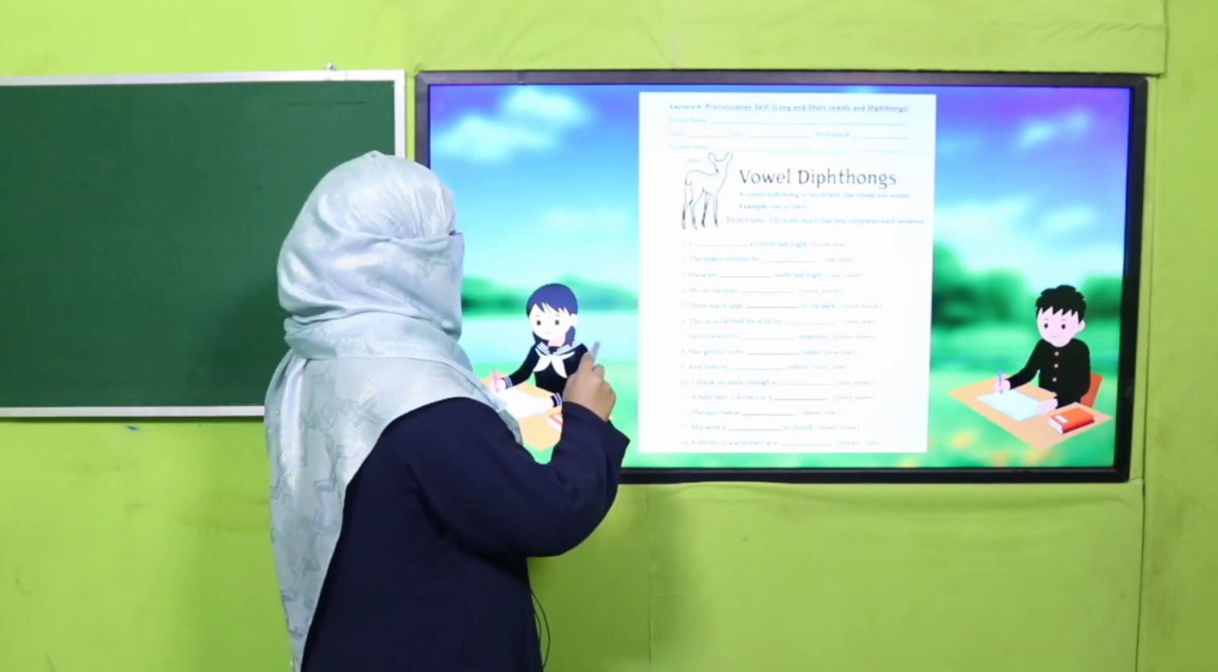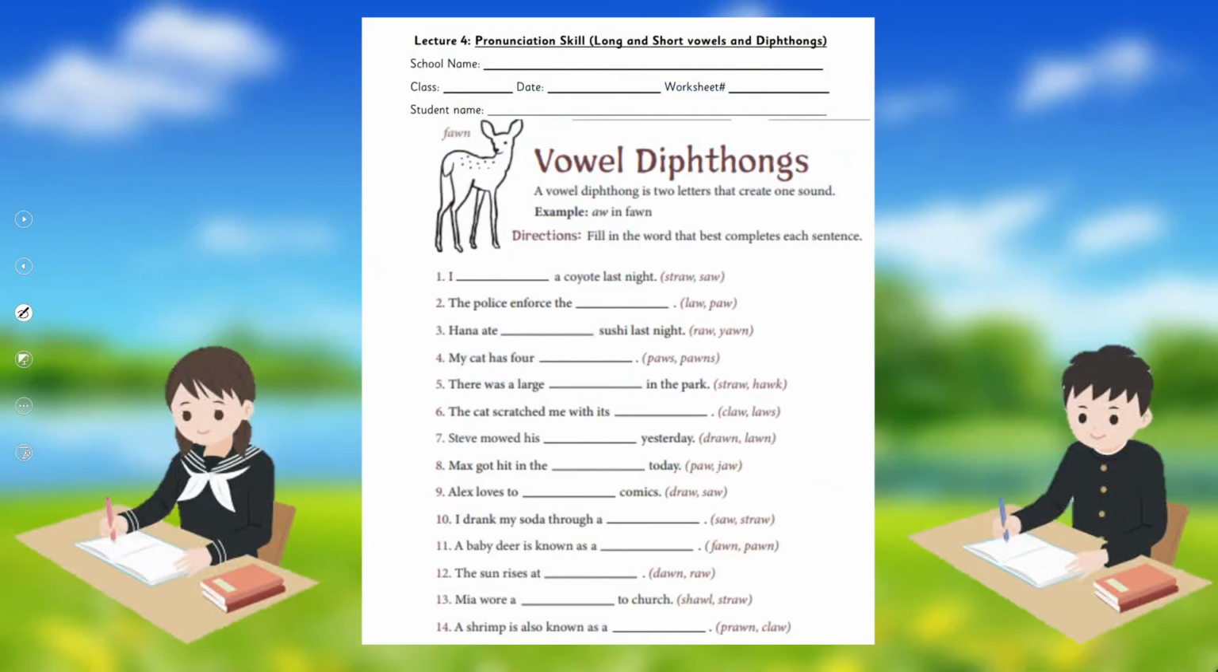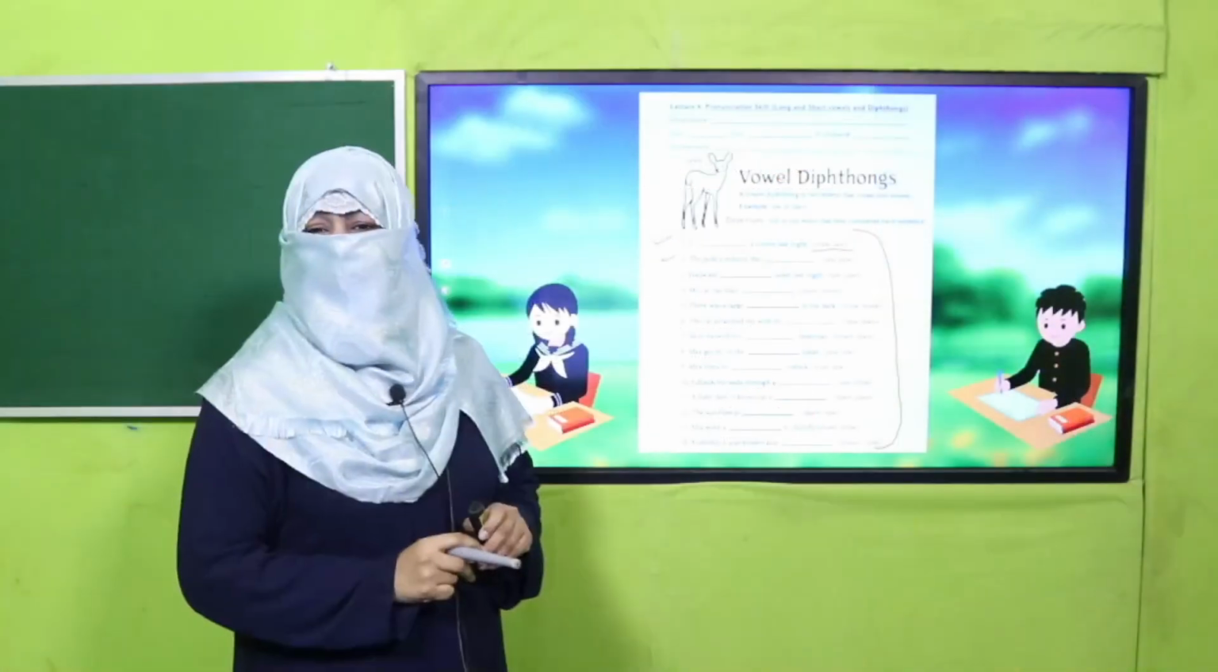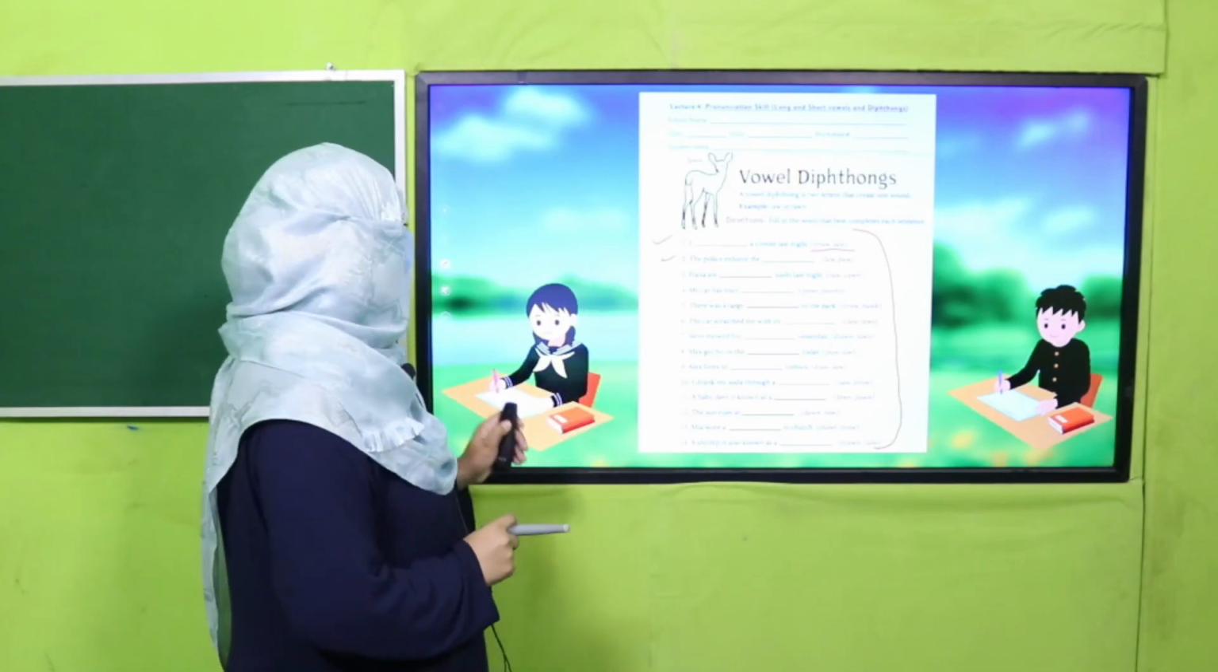And students, what you have to do, you have to find out the correct word and complete the sentences. And you can see all the words given here have diphthongs. So you may practice saying all these words.